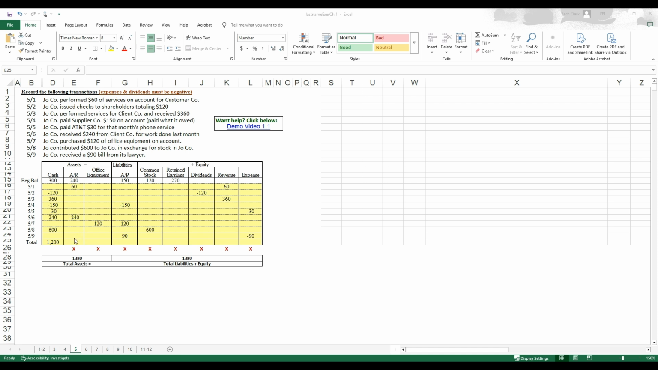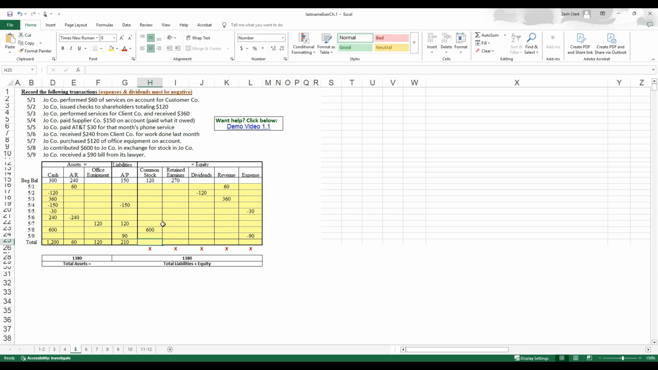And for AR, it's pretty easy, right? We just had the 240, then we received the cash, so that went away, but we still have the 60. So we'll have 60 as a total there. Office equipment, we just had the one transaction, so not a lot of math to do on that. The 150 of AP we started with, we paid that off, but then we incurred 2 additional liabilities during the month. So if we take both of those into account, we get 210.